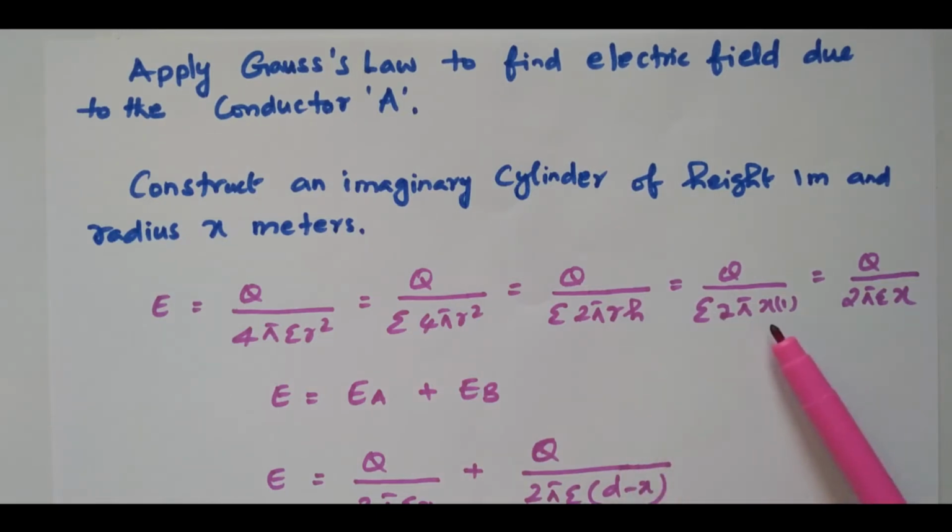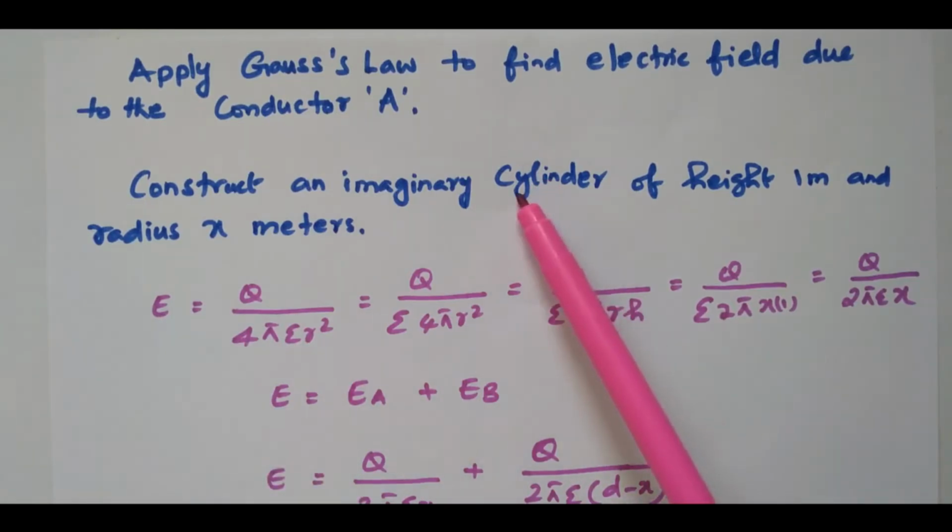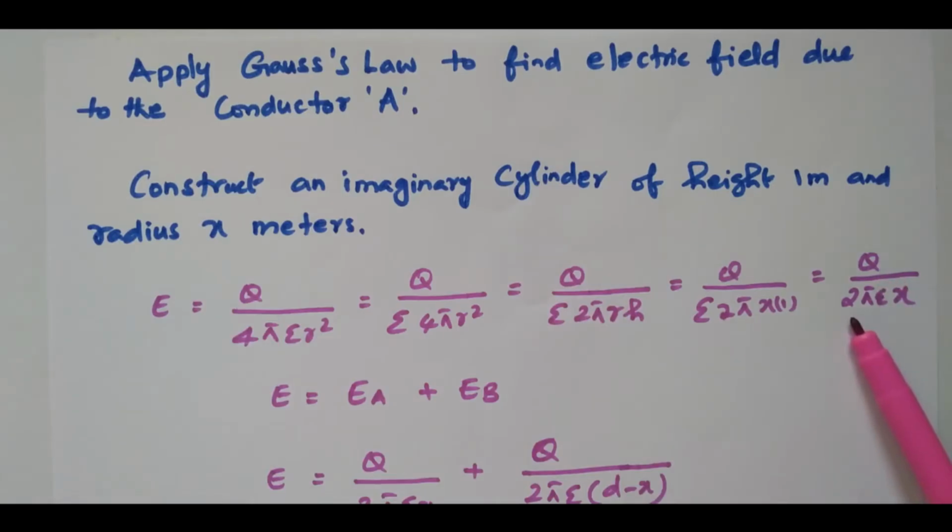Here r is nothing but x. The radius is x and the height is 1 meter. So what we got is Q divided by 2 pi epsilon x. So the electric field intensity for this cylindrical surface is Q divided by 2 pi epsilon x. For other cases we can use this directly, because for a cylinder it is replaced by this value, Q divided by 2 pi epsilon x.